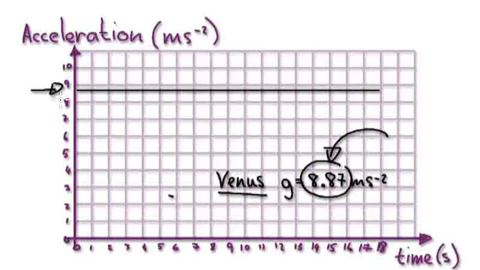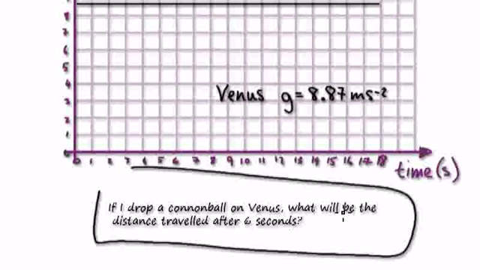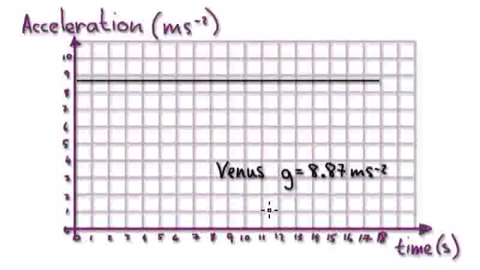What I want to know is, if I drop a cannonball on Venus, what will be the distance traveled after six seconds? Looking at this, all that you know is that when you drop something on Venus, the speed will increase by 8.87 every second.